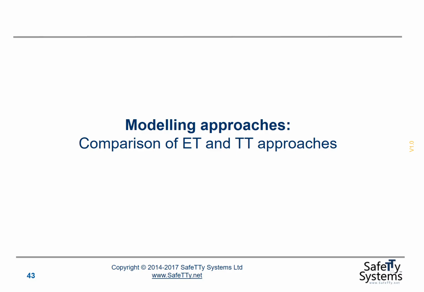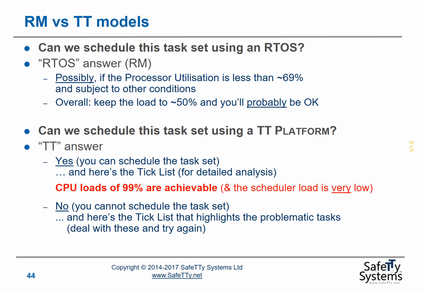So let's just wrap up this session by comparing the ET and TT modeling approaches. When we're comparing a rate monotonic model and a TT model, we can consider the situation as follows. We're asking the question, can we schedule this task set using an RTOS? If we use a rate monotonic model, we'll come back with the answer, possibly.